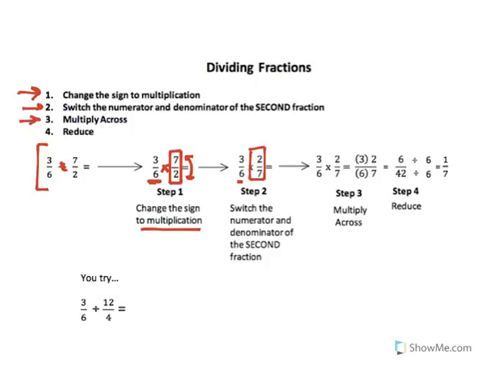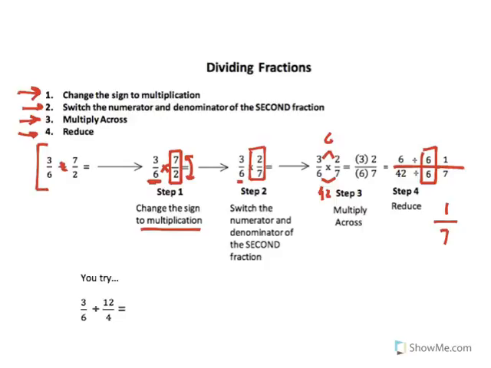Now I multiply across. I get 3 times 2 here gives me 6. I get 6 times 7 here gives me 42. And now I reduce. This has to be the same number here. I get 6 divided by 6 gives me 1. 42 divided by 6 gives me 7. My answer is 1 over 7.